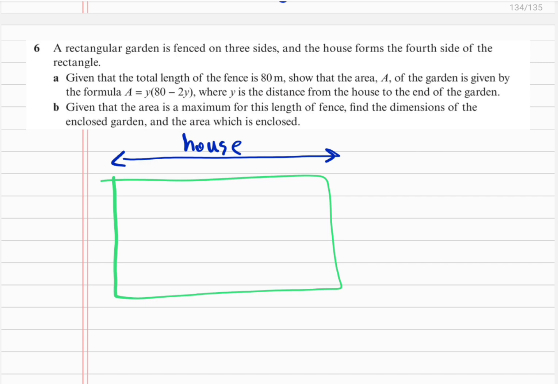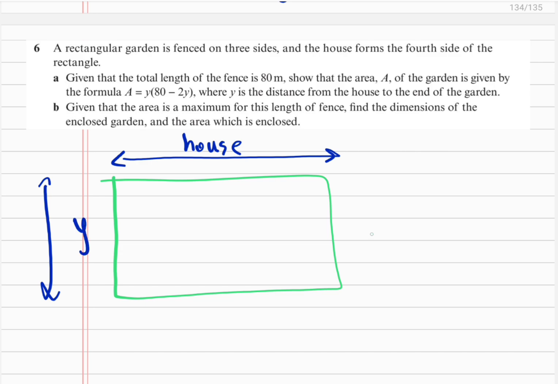So in part A, it says that given that the total length of the fence is 80 meters, which means the sum of these three sides, show that the area A of the garden is given by this formula, where y is the distance from the house to the end of the garden. So it's important to note that y is the distance from the house to the end of the garden, which basically means from here to here.